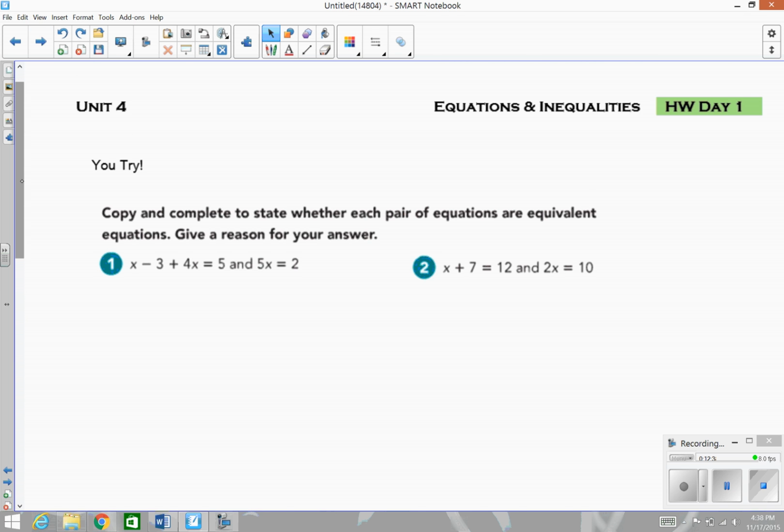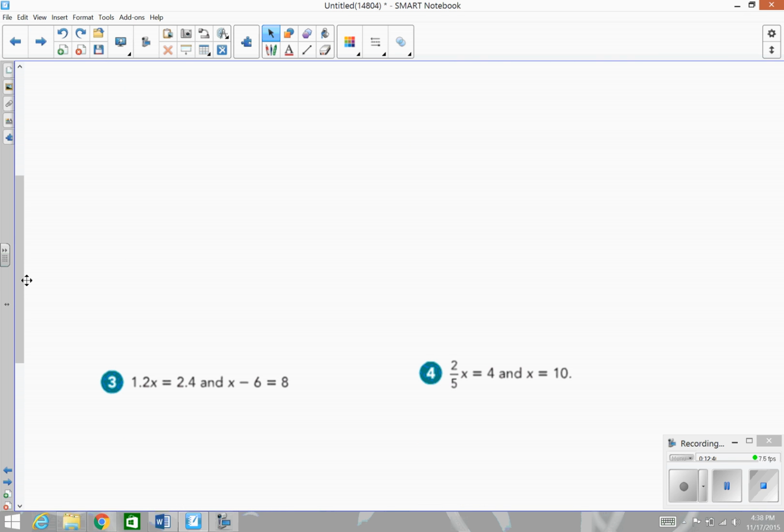Jot down any questions you have for me, finish filling this in, and then on the next page, you have 4 questions that I want you to try on your own. So get these done. I'll be checking these tomorrow in class and giving you an answer key. Have fun!